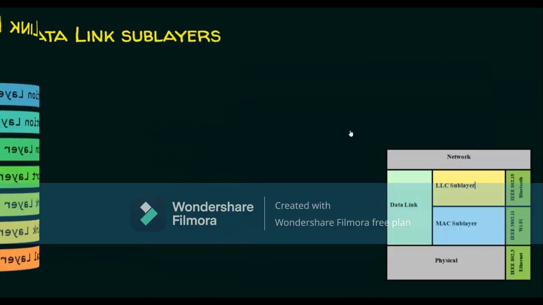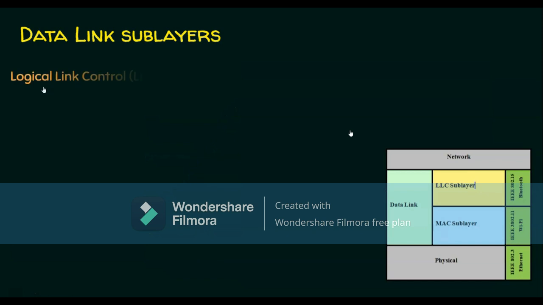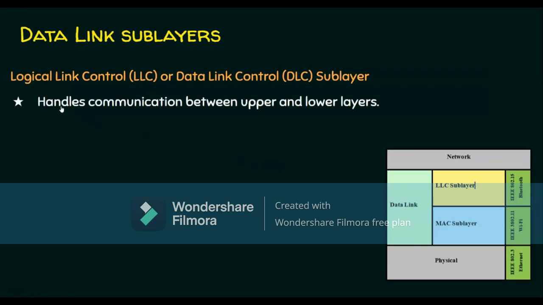Firstly, the logical link control sublayer. The logical link control, LLC, or the data link control, DLC, sublayer is the first sublayer that we are going to address. The LLC or the DLC handles communication between the upper and the lower layers. So this LLC is dealing with the communication between the upper layers and the lower layers. And is there any specific role for this LLC? Yes, we do have a very specific role for the logical link control or the data link control.